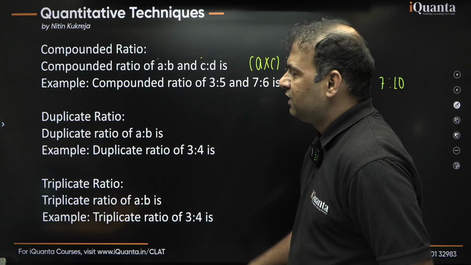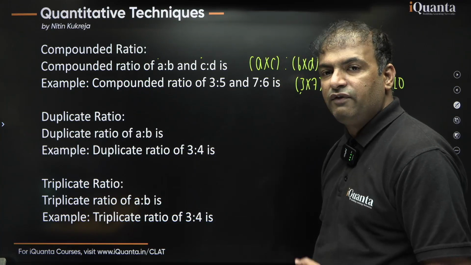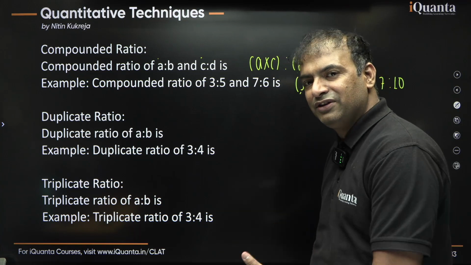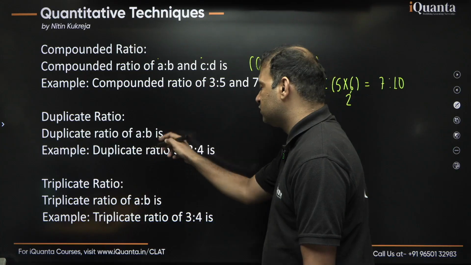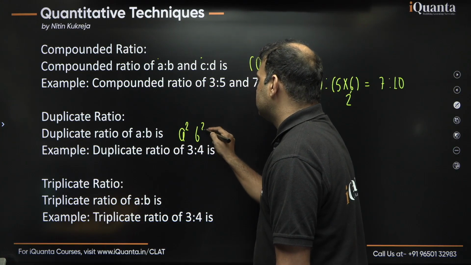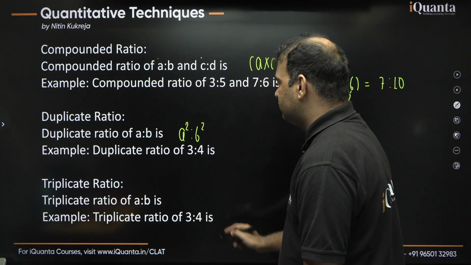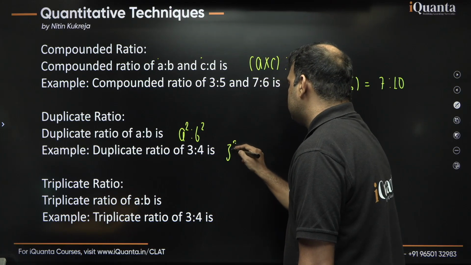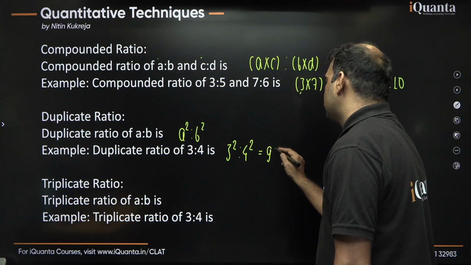Now the second thing is the duplicate ratio. What is duplicate ratio, guys? We find the square of all the terms given to us and then the ratio of them. For example, we have to find the duplicate ratio of A is to B: finding the square of antecedent, finding the square of consequent, and then the ratio of them. Simple. Okay, the example, duplicate ratio of 3:4. So we can say 3 squared is to 4 squared, and that should be what? 3 squared is 9 and 4 squared is 16.